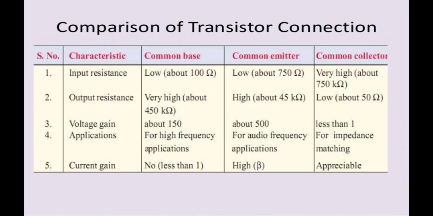This is the comparison of transistor connections: characteristics of common base, common emitter and common collector. We revise this with the help of a table. Input resistance: the common base is about 100 ohm, very low. In common emitter the input resistance is low, about 750 ohm. And in common collector the input resistance is very high, in the range of K. So the input resistance in common base and common emitter is very low and in common collector is very high.